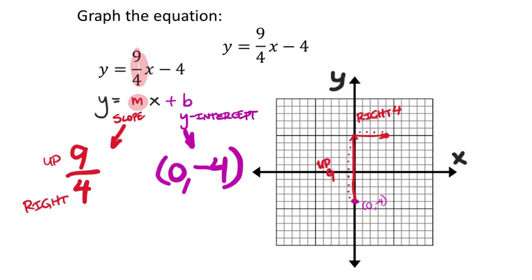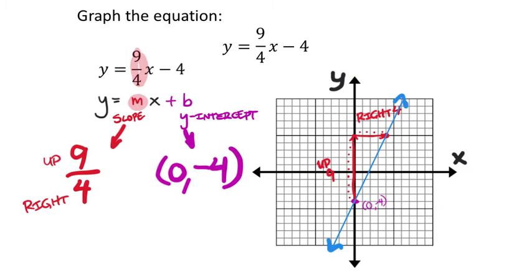Okay, now that I have those 2 points, that's actually all I can fit on this graph anyways. So let's go and put that in, okay? And something like this. That's better.